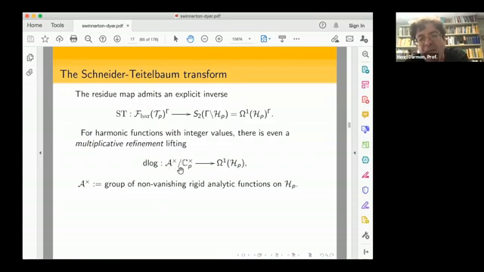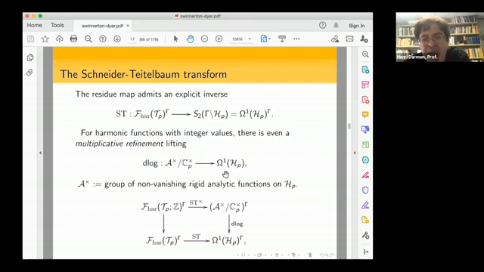And I have a natural map from A star modulo multiplicative scalars to the group of differentials, sending F to dF over F, if you want. And this multiplicative Schneider-Teitelbaum transform lifts the logarithmic derivative. So it fits into this commutative diagram. It's only defined on harmonic functions with integer values, so you need to have this kind of integrality. But that's the kind of thing that might be satisfied if you have a Hecke eigenfunction with rational systems of Hecke eigenvalues. Okay, so we have this nice refinement of this Schneider-Teitelbaum lift.